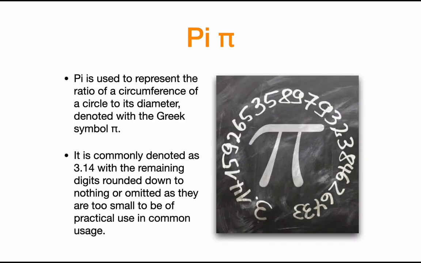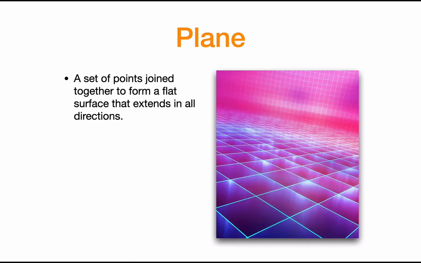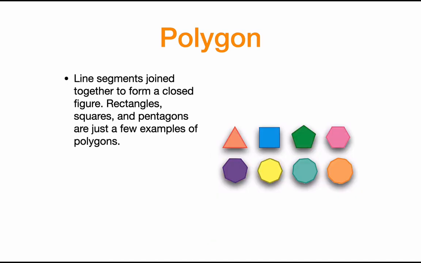Pi. Pi is used to represent the ratio of the circumference of a circle to its diameter, denoted with the Greek symbol Pi. It is commonly denoted as 3.14 with the remaining digits rounded down to nothing or omitted as they are too small to be of practical use in common usage. Plane, a set of points joined together to form a flat surface that extends in all directions. Polygon, line segments joined together to form a closed figure. Rectangles, squares, and pentagons are just a few examples of polygons.